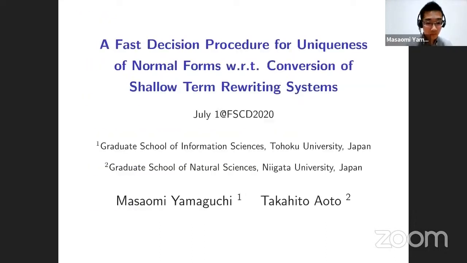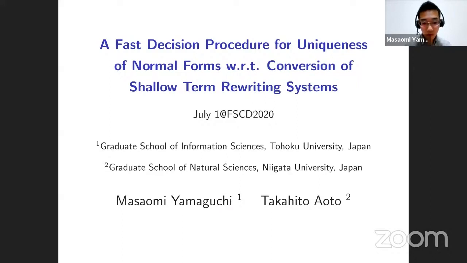Yes, please start. Okay. Hello, my name is Masaomi Yamaguchi. Today, I'd like to talk about a decision procedure for uniqueness of normal forms with regard to conversion of shallow term rewriting systems that runs much faster than the existing procedure.